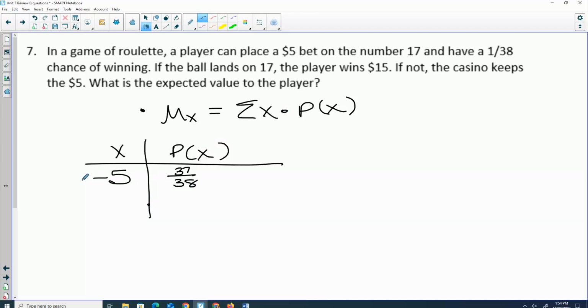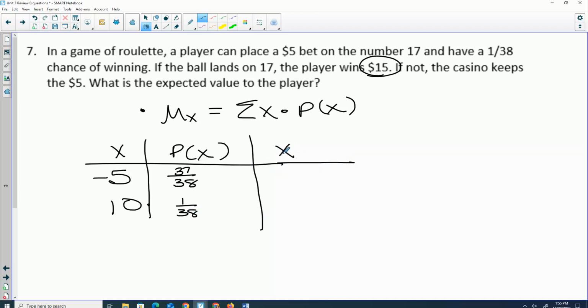Okay, so either you lose or you win. If you win, you get $15. But did you really make $15? You only made 10 because you paid them $5 to play. They give you 15 back. 5 of it was yours. There's only a 1 in 38 chance of this happening.